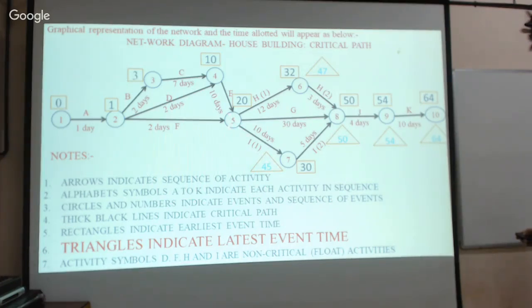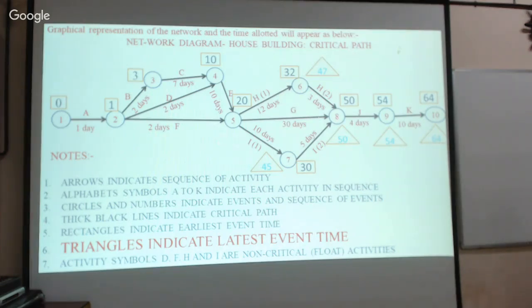To reach event number 5, the time available here, the latest event time, is 45 minus 10, which is equal to 35. Now, if you are calculating from 6 to 5, that is 47 minus 12. How much are you going to get? 35, isn't that? If you are calculating along this path, it is 35 days. If you are calculating from this path, that is also 35 days.